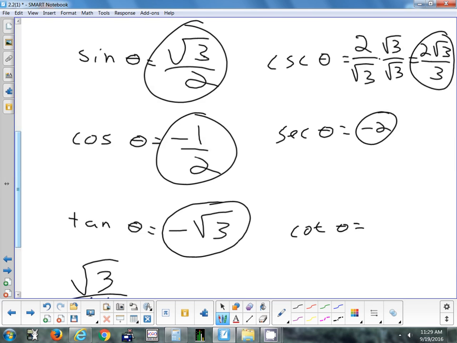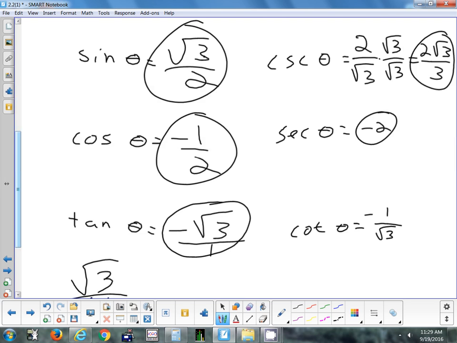Right, how about Kyle? This time I don't have a fraction here to flip, but I can always put it over what number if I want? 1. Yeah, we could always just put over 1 like that. And what do you get when you flip that? 1 over square root of 3. Yep. It doesn't matter if you keep the negative in the bottom or the top when you flip it, as long as you keep the negative somewhere.